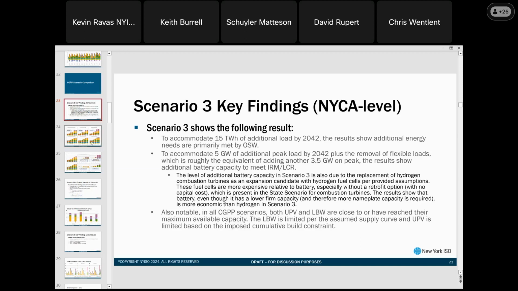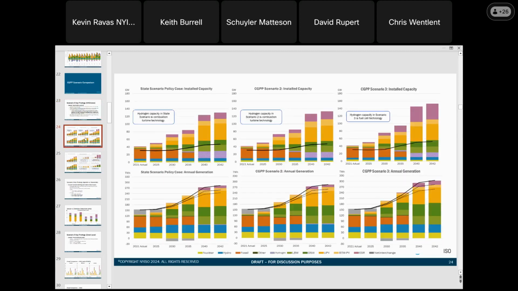So without further ado, let me start showing some of these results here. What you'll see in a lot of these slides is all of the scenarios being compared together. With this third scenario, I'm going to focus mostly on the third scenario here. You can see the addition of more load and then how that impacts the batteries. A significant amount more battery.